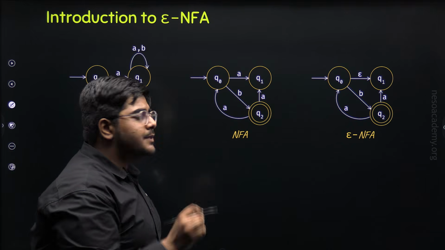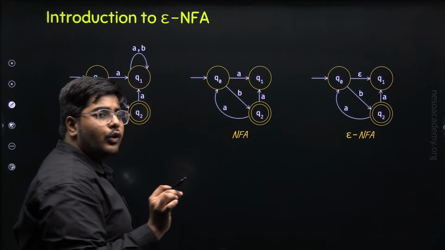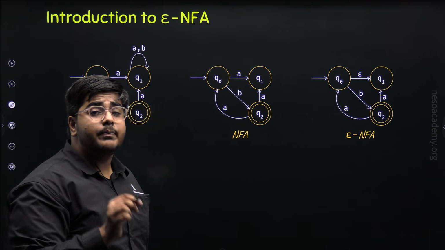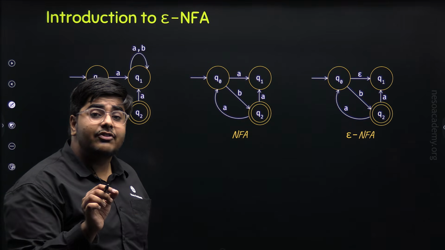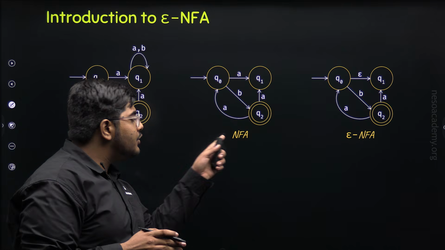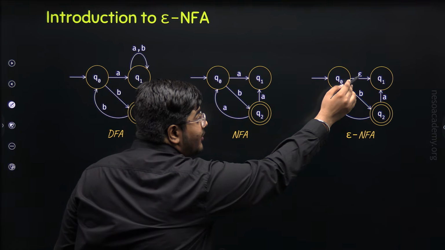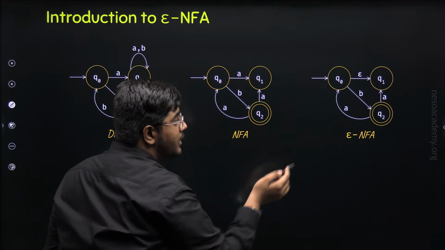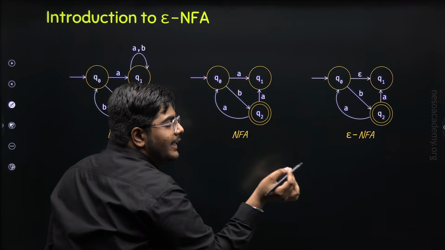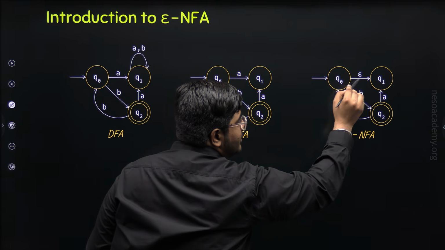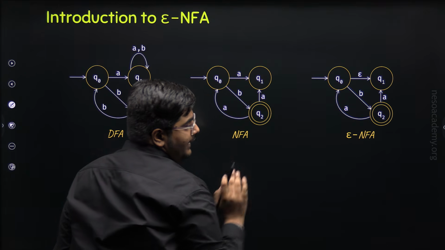But there is a slight difference between NFA and epsilon-NFA. In case of NFA, I told you that every transition should be caused by an input symbol. That means there cannot be any epsilon transition or null move in case of a regular NFA. But in case of epsilon-NFA, epsilon transitions are allowed. That means you can move from one state to another state without even reading any input symbol. So such transitions are called as epsilon transitions, and that is allowed in epsilon-NFA.